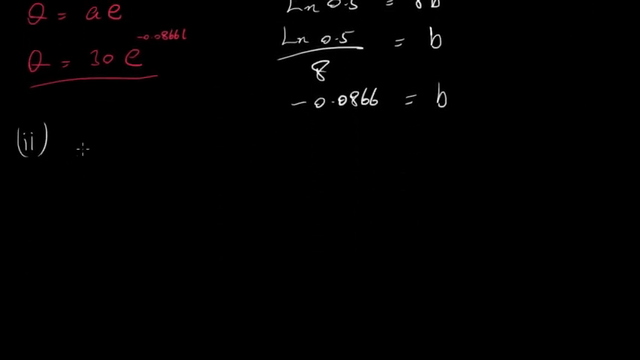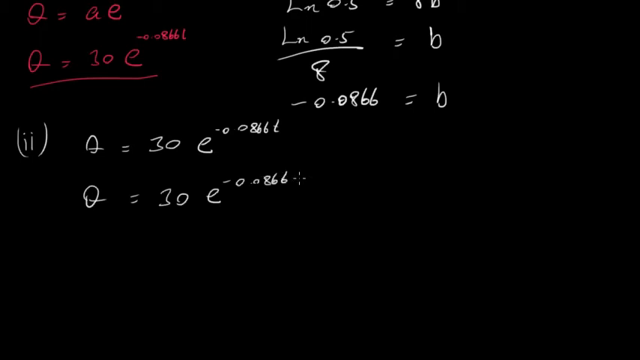So let's just write our equation down again. Q is equal to 30e to the power of minus 0.0866t. So after 20 days, what will Q be? So Q will be equal to 30 e to the power of minus 0.0866, and we're talking about 20 days here, so t is 20.